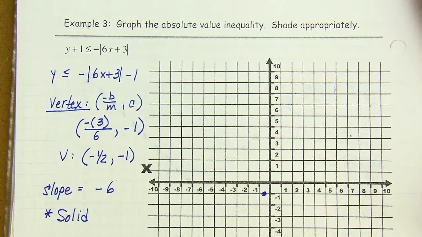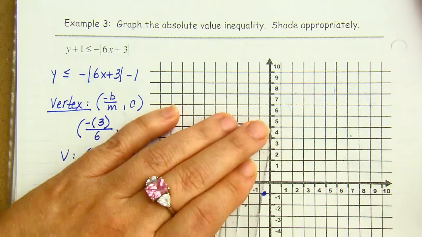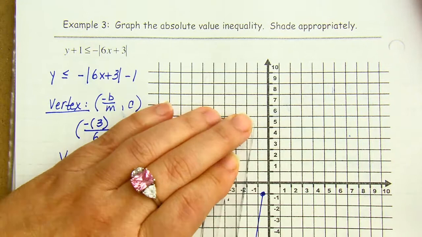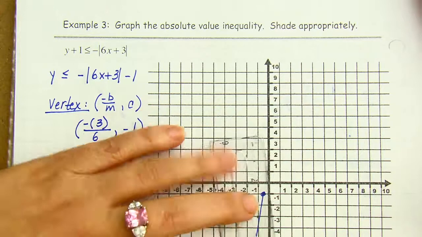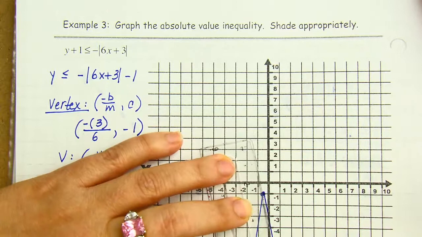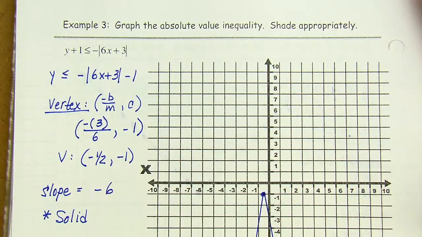And I'm kind of out of space here. I'm going to use symmetry to get my other point. I know my V-shaped graph is upside down. I know it's a solid line because of the equal to. So I'm going to draw my upside down V. And I have to test a point. I think it's easy to test 0, 0.